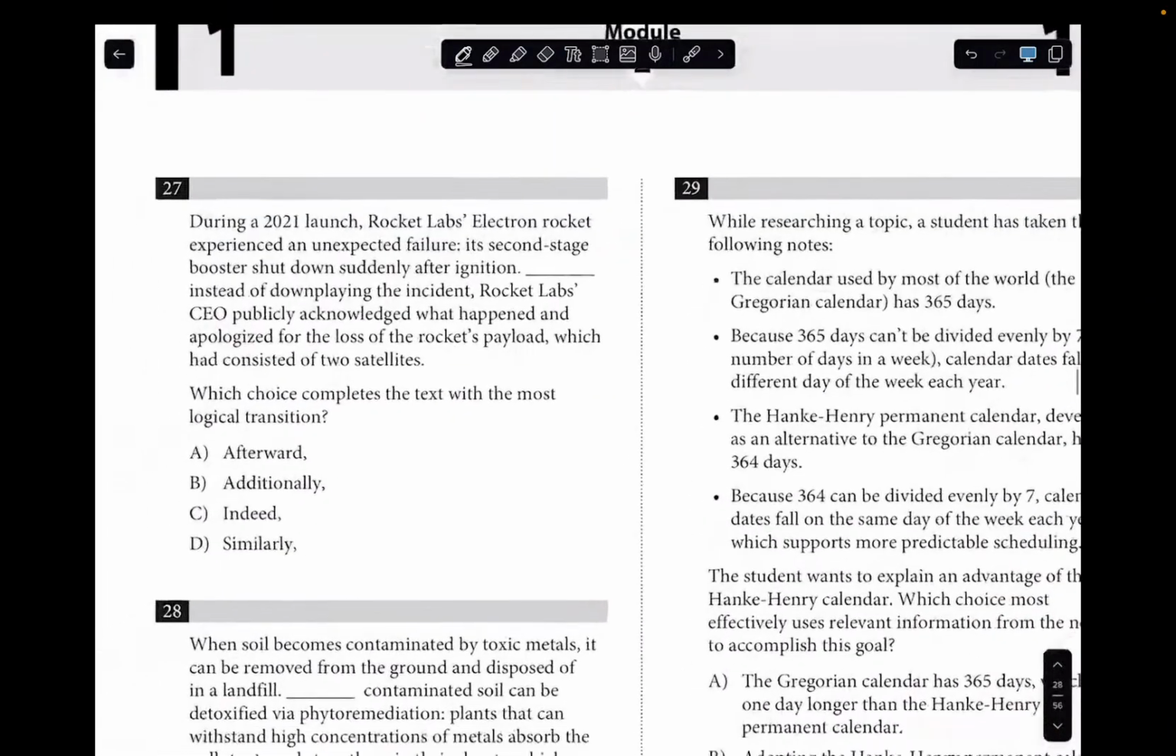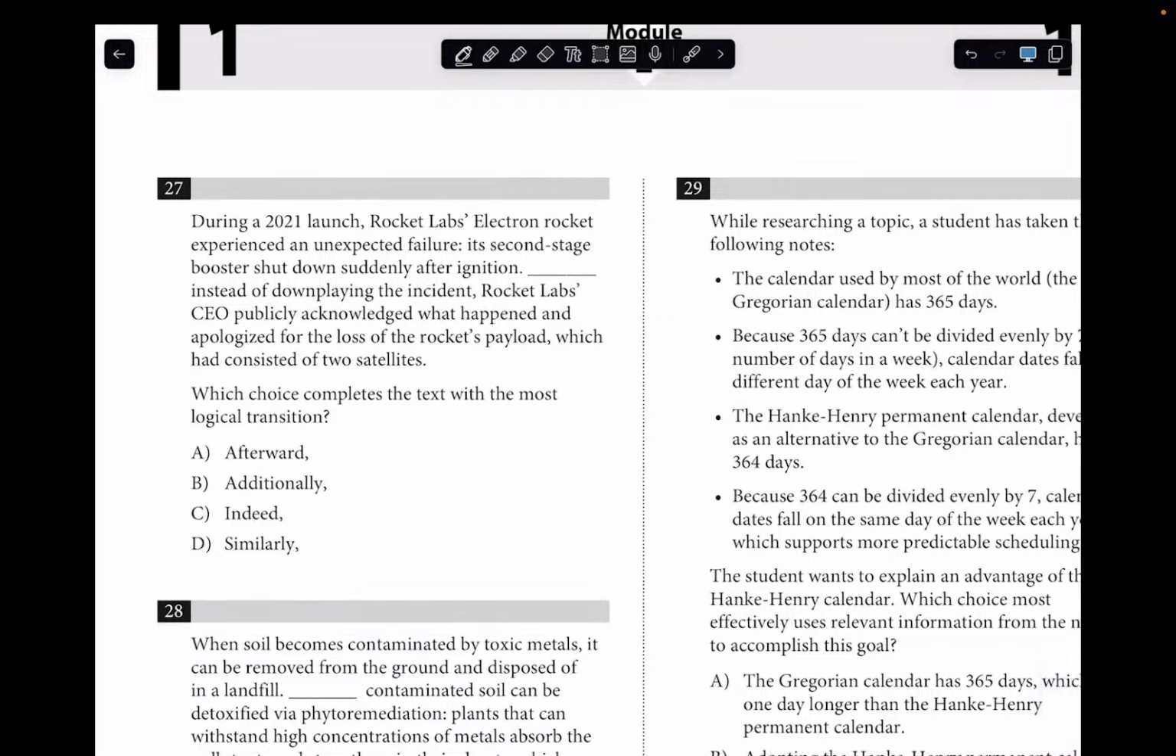27. In a 2021 launch, Rocket Lab's Electron rocket experienced an unexpected failure. Its second stage booster shut down suddenly after ignition. Blank, instead of downplaying the incident, Rocket Lab's CEO publicly acknowledged what happened and apologized for the loss of the rocket's payload, which had consisted of 2 satellites.